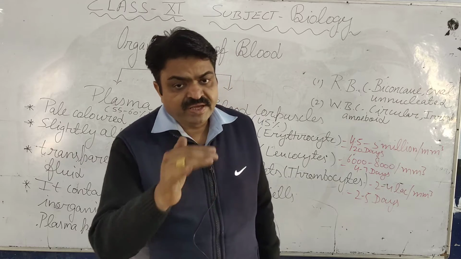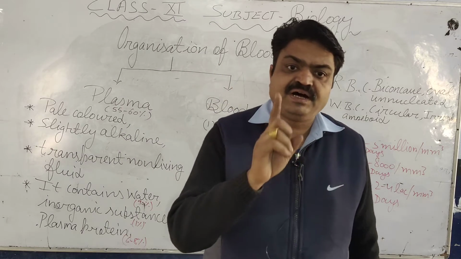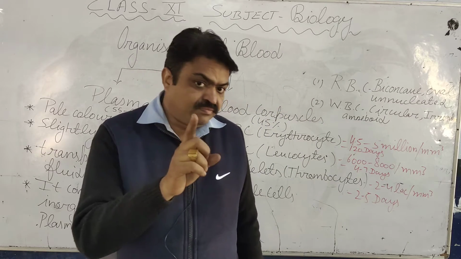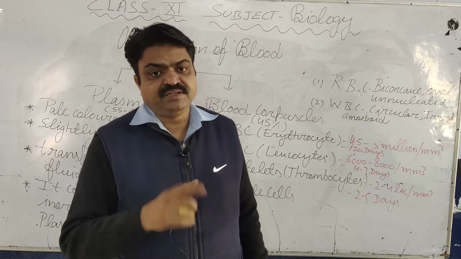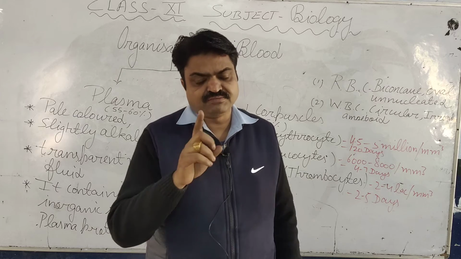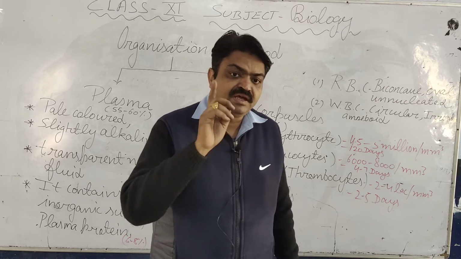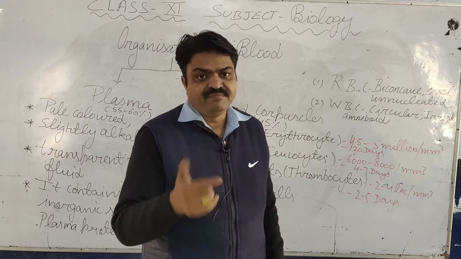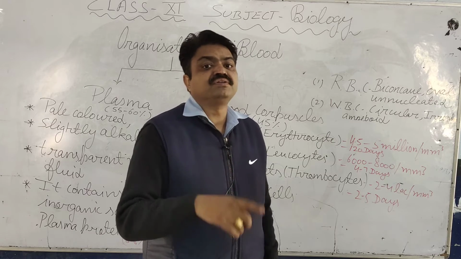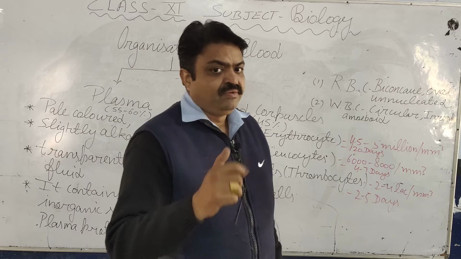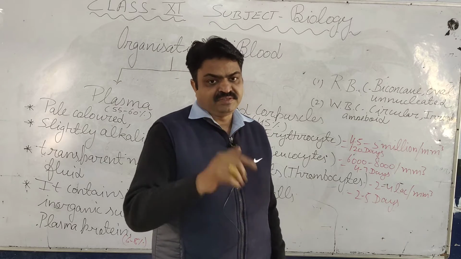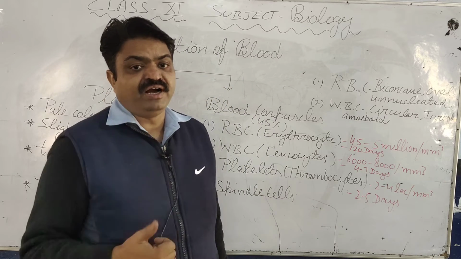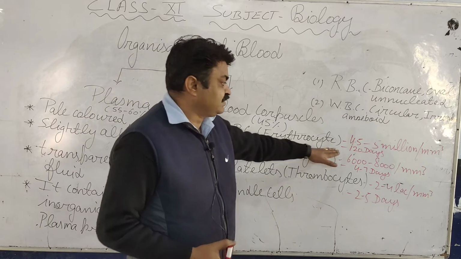Now where are the RBCs produced? RBCs are produced in the bone marrow, student. So there is one important question generally asked in exams or competitive exams, student. Where are the RBCs produced? They are produced in the bone marrow. And where do they die? They die in the liver or spleen, student. That's why the liver or the spleen are known as the graveyard of RBC.